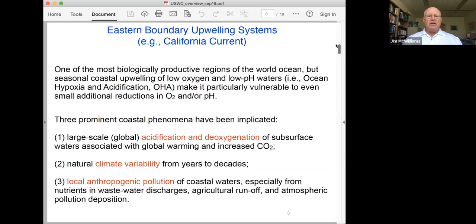And it's essentially a phenomenon that is the intersection of three influences: the large-scale global acidification and deoxygenation, the natural climate variability that causes fluctuations in these behaviors, and then the local anthropogenic pollution of coastal waters, essentially from wastewater discharges, agricultural runoff, and atmospheric pollution deposition.